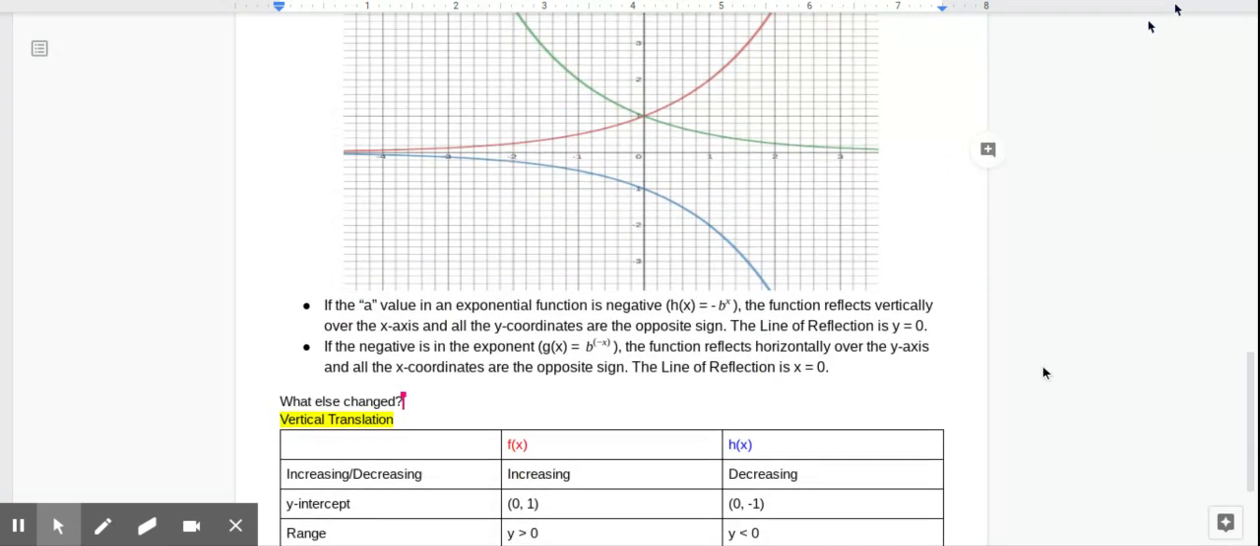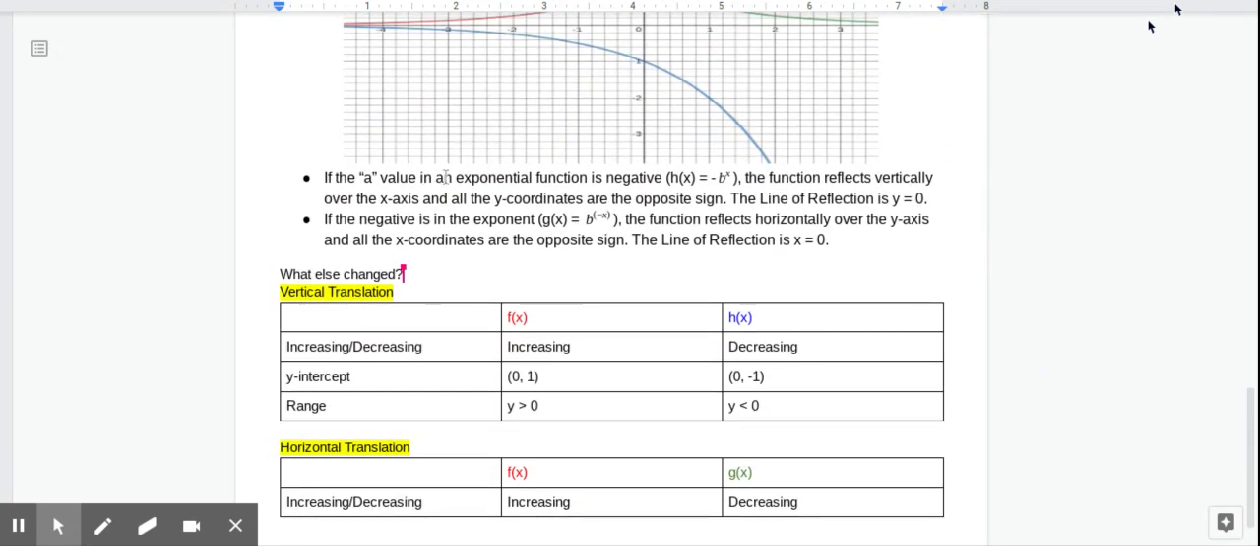So, in summary, if the a value of an exponential function is negative, the function reflects vertically over the x-axis, and all the y-coordinates are the opposite sign. The line of reflection is y equals 0. If the negative is up in the exponent, such as in the g of x equation, the function reflects horizontally over the y-axis, and all the x-coordinates are the opposite sign, and the line of reflection was x equals 0.